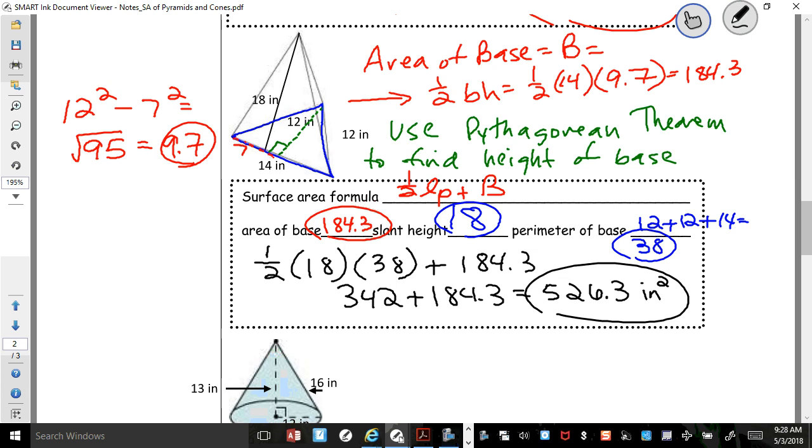So I got 1/2 times 14 times 9.7. It's what?